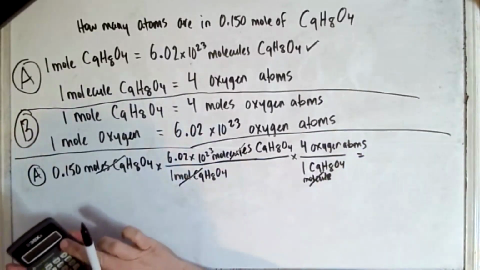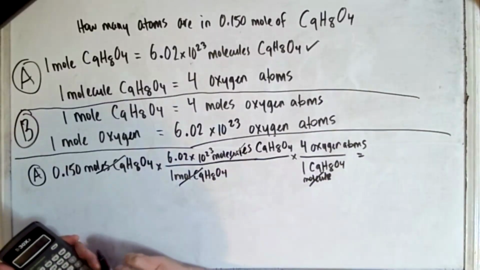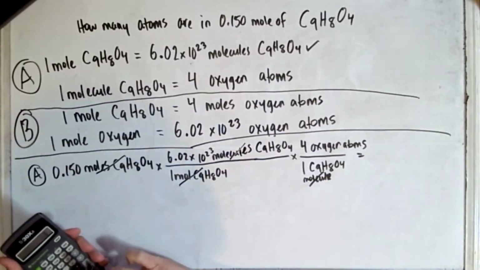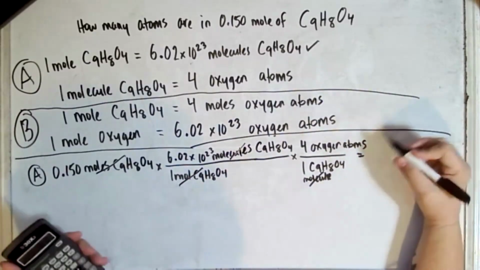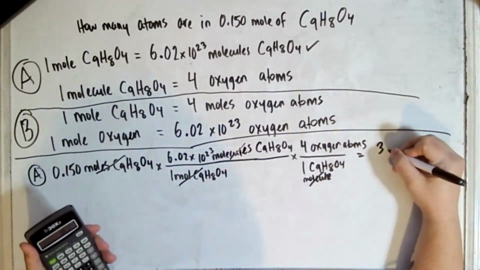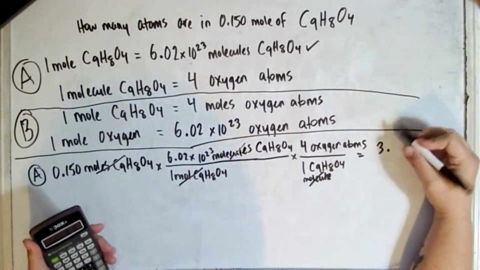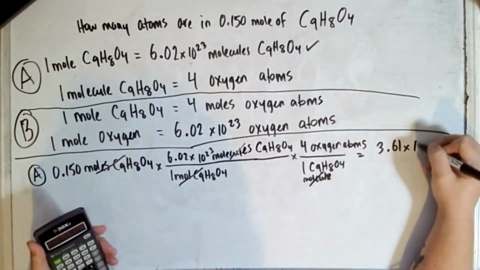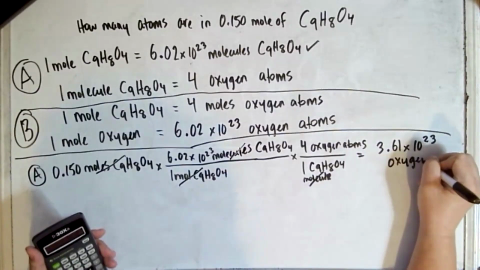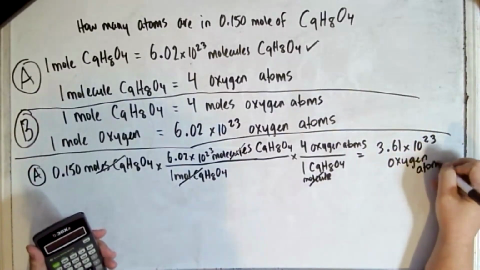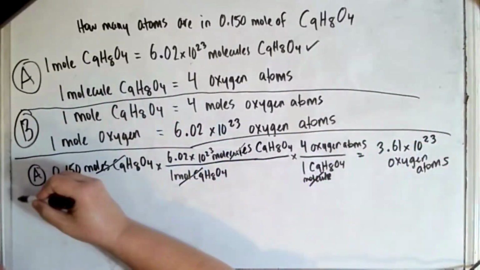So I'm going to do 0.15 times 6.02 times 10 to the 23 times 4, which gives me 3.61 times 10 to the 23 oxygen atoms. It's a perfectly good way to solve that problem.